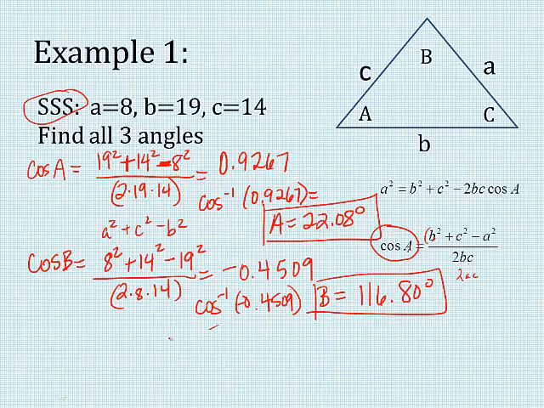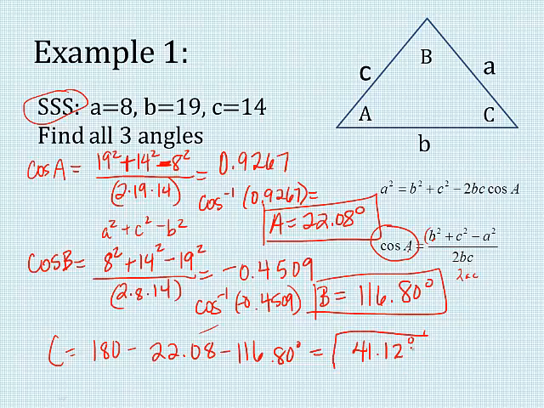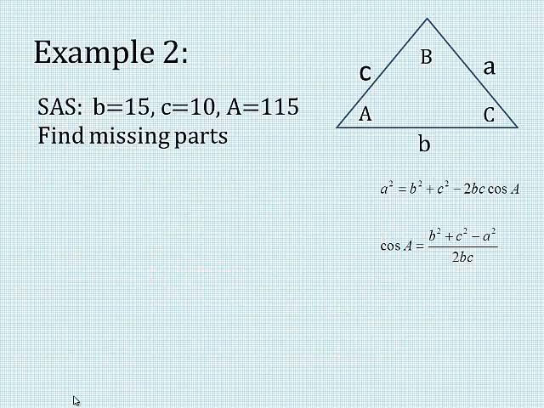All right, so I have angle A, angle B. I could go through all this to find angle C, but I don't have to. To find angle C, all I have to do is 180 minus the two that I know, and that'll give me what angle C is. I get 41.12 degrees. That's my angle C. So you can use this to find all three angles.